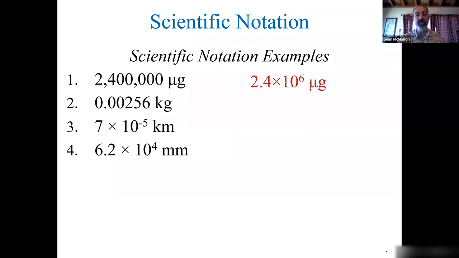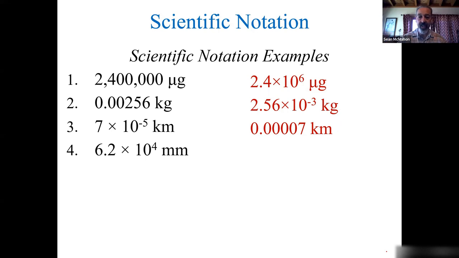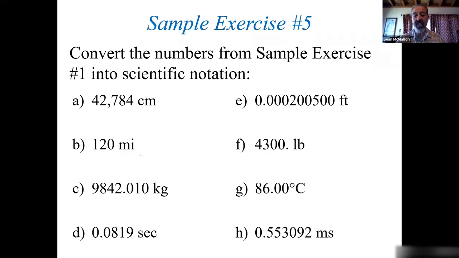So scientific notation, 2.4 times 10 to the 6, 2.56 times 10 to the -3, 0.00007 kilometers, right? So this is getting some practice. All right, move this over. How many? 1, 2, 3, 4, boom, millimeters. So these are examples, but on your sheet, we've got to go, right?